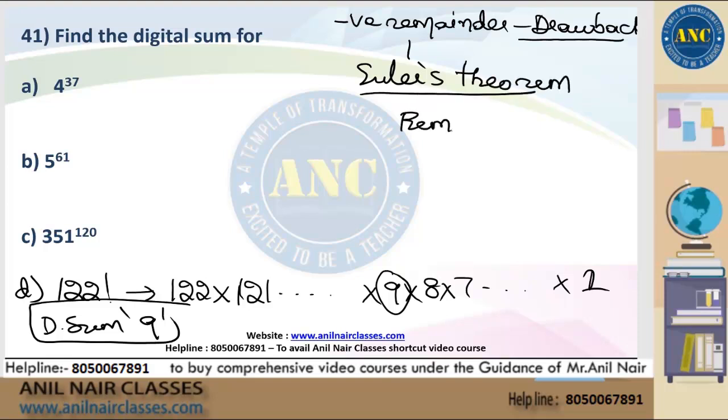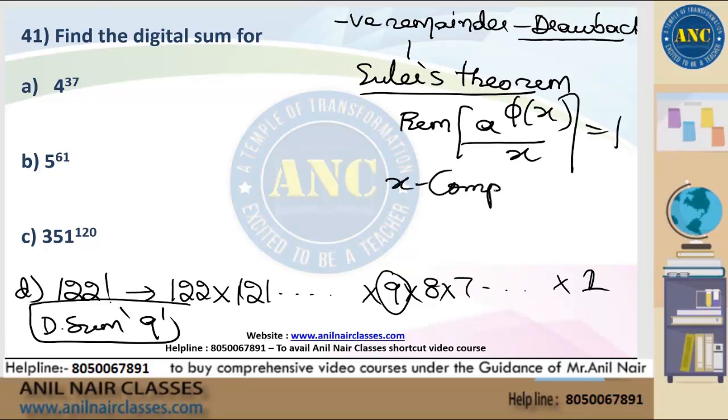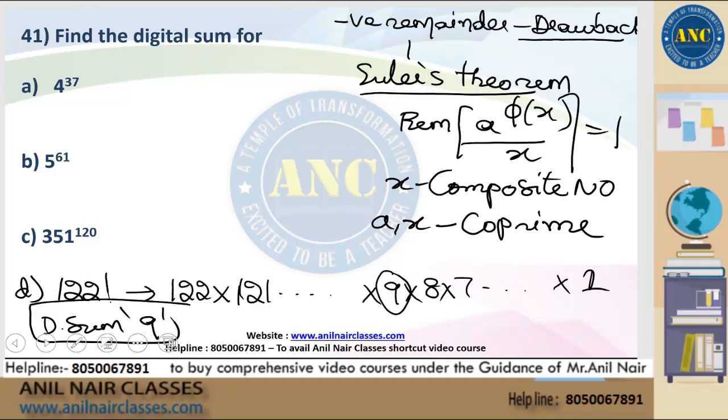In Euler's theorem, what is the concept? Remainder a power phi of x divided by x is 1. X is a composite number, and a comma x are co-prime to each other. Now, what will happen if the denominator is a prime number?